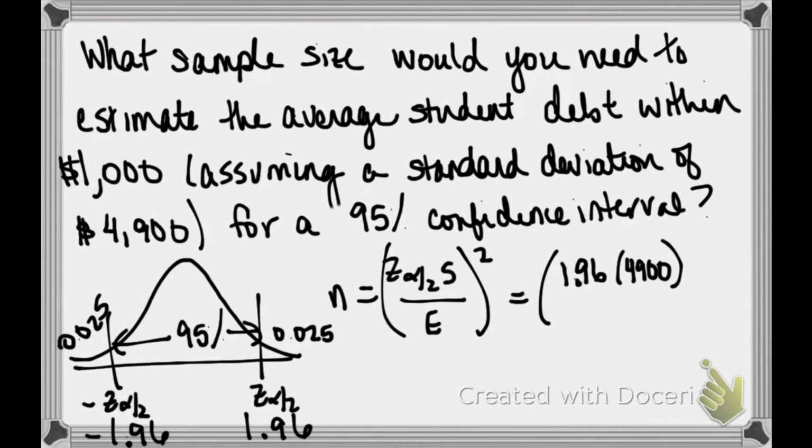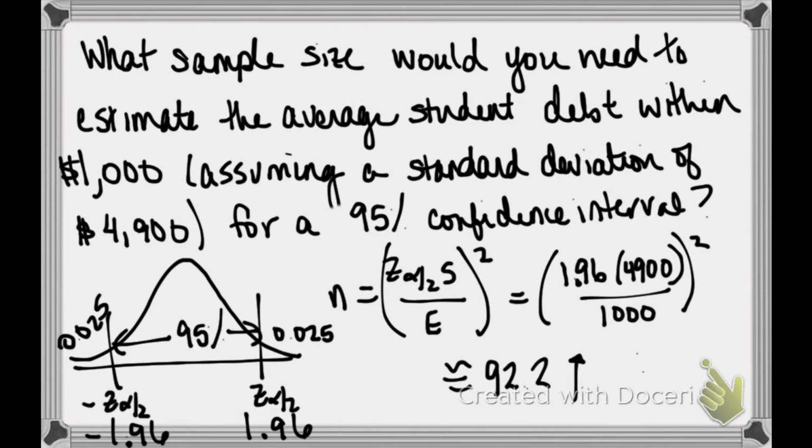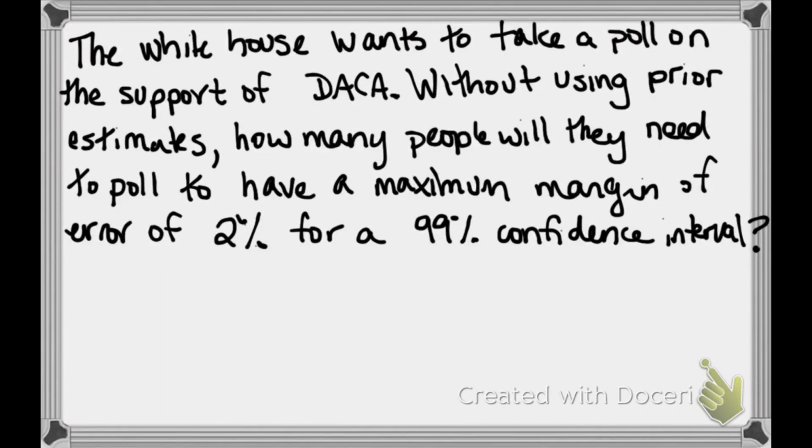S is 4,900, and the error that we're willing to take on here is $1,000, and we obviously can have a smaller sample size than we did in the last example. So if I calculate this, I get 92.2, and we round up, so 93 people would be our sample size. Always round up.